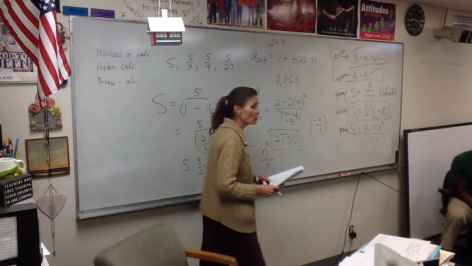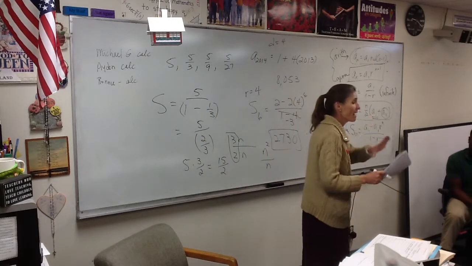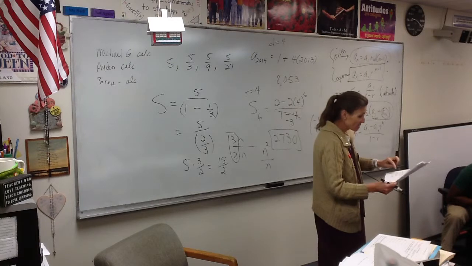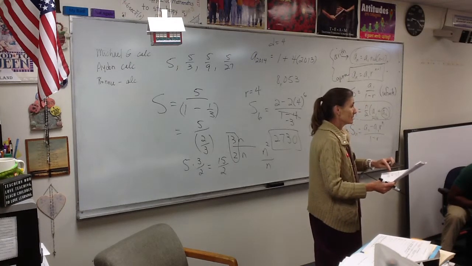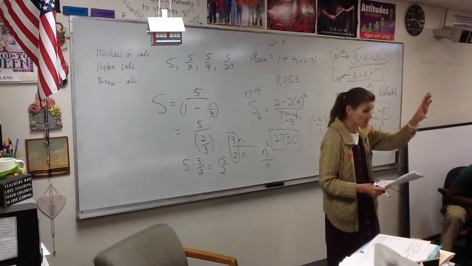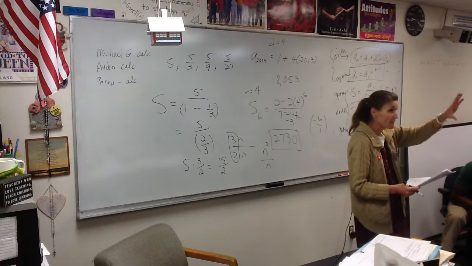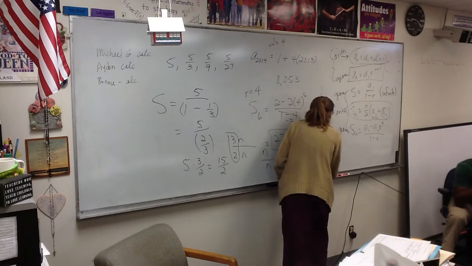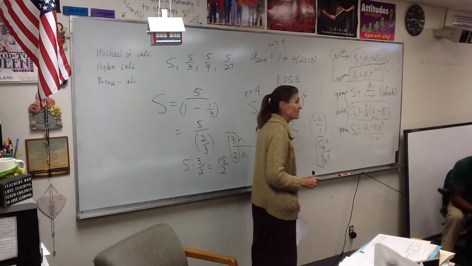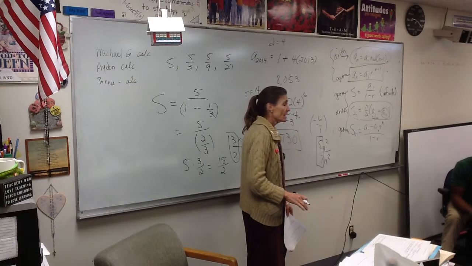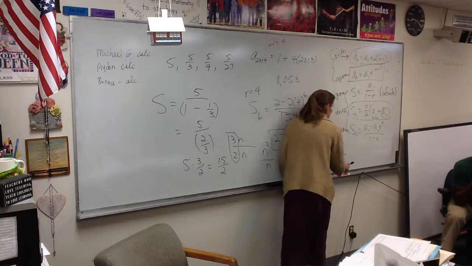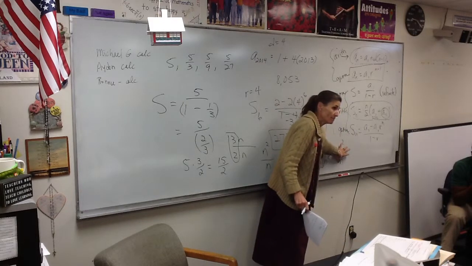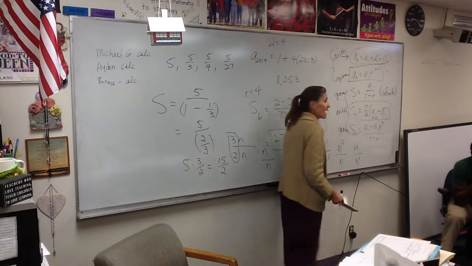So let's review those rules. I know we didn't spend much time on it yesterday. If you have some n stuff over some n stuff, like you do in problems B and C, if the biggest power matches on the top and the bottom, so you have n squared over n squared, something like that, then that fraction is the answer. So if you had 5n squared over 7n squared, the answer would be 5 sevenths, period. If you have more n's on the top, that's divergent, no limit. If you have more of them on the bottom, that is zero.